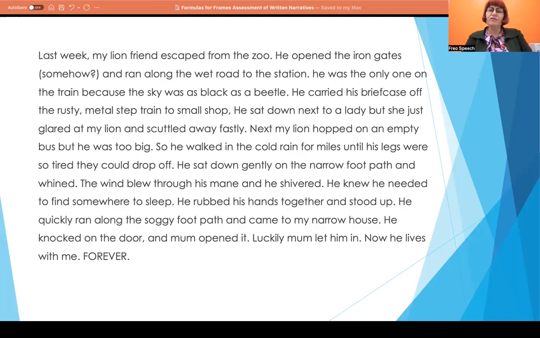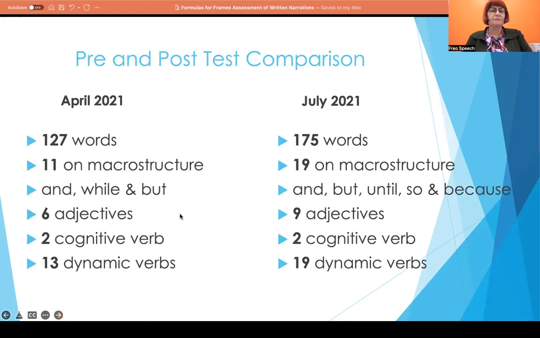And so if we're going to try and work out what the difference is in terms of being able to see whether the teaching that took place was effective, let's have a look at some statistics that were drawn from the 2 samples. So she wrote more in July, and in April she got 11 on the macrostructure, and in July she got 19.